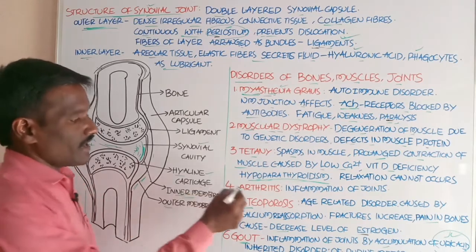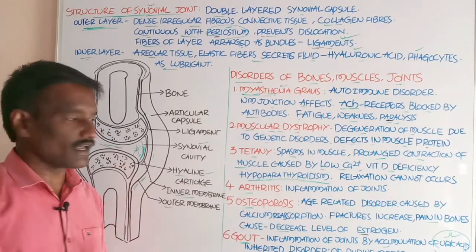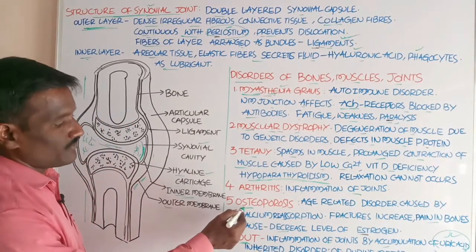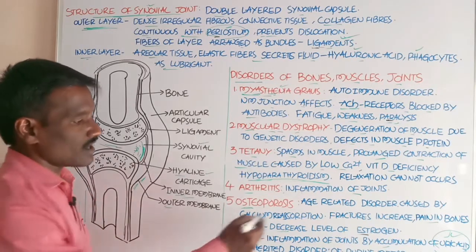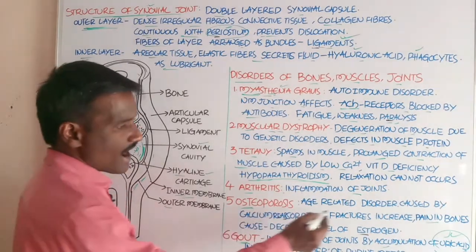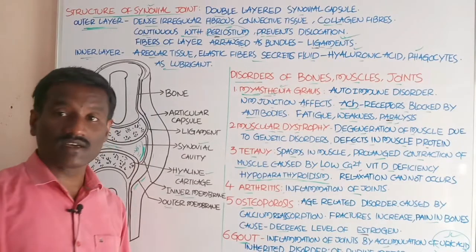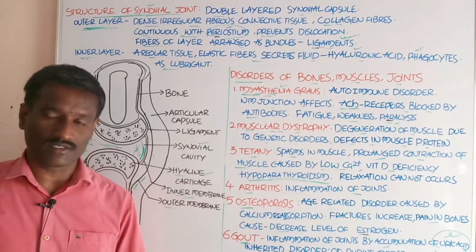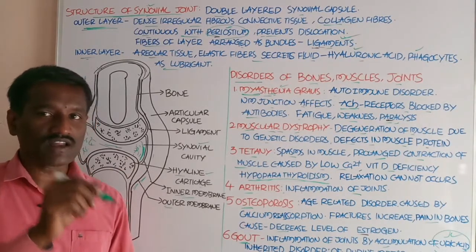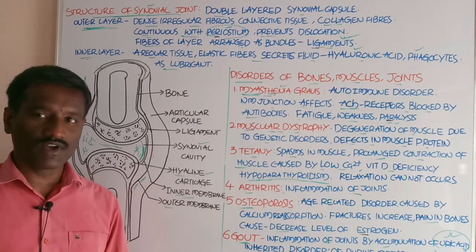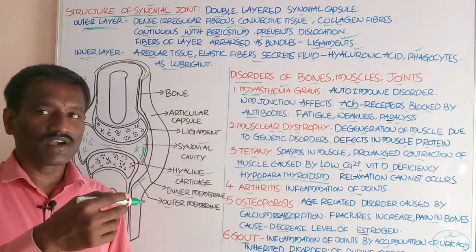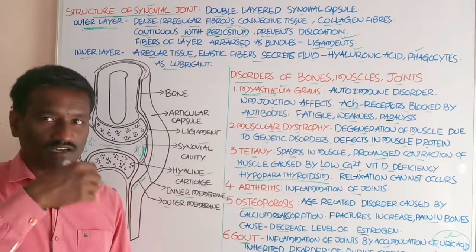Okay. Next, the fourth one is arthritis. What about arthritis? Inflammation of the joints is called arthritis. Next, the fifth one, osteoporosis. What about osteoporosis? This is an age-related disorder. Okay student, it is caused by calcium reabsorption into the body fluids. The calcium and phosphate in the compact bone are reabsorbed into the body fluids or the blood. This leads to bony fractures, bone deformities and demineralization of the bones.